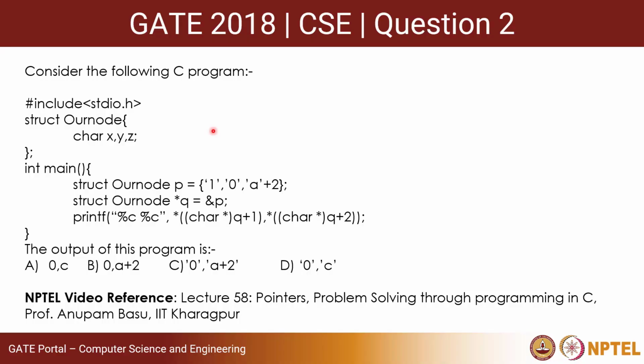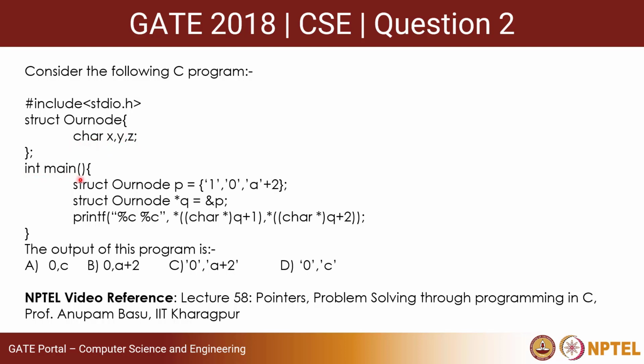Hello all. Today we'll be looking at a question given in GATE 2018. Consider the following C program. The C program is given as we first include the header file #include stdio.h. Then we define a structure which has the tag name our node. It has three fields x, y, and z of type char.